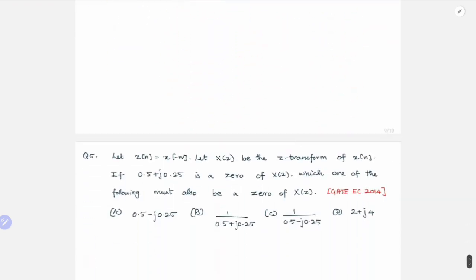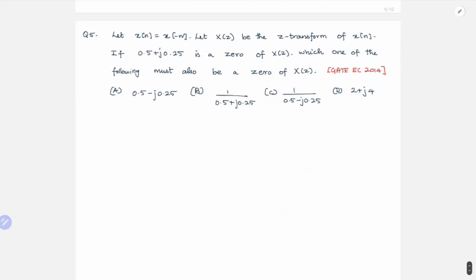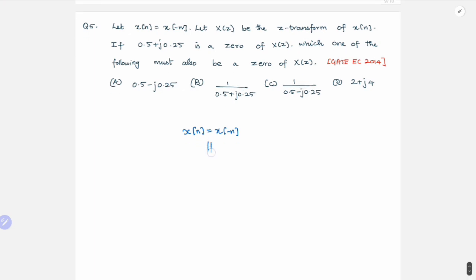Okay. So next, coming to question 5, let x of n equal to x of minus n. Let X of z be the z transform of x of n. If 0.5 plus j into 0.25 is a 0 of X of z, which one of the following must also be a 0 of X of z? So this constraint implies that your X of z is equal to X of 1 by z.